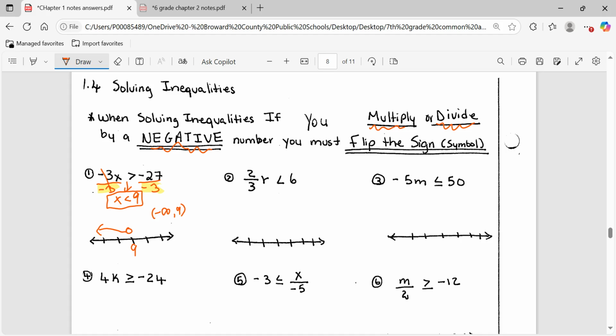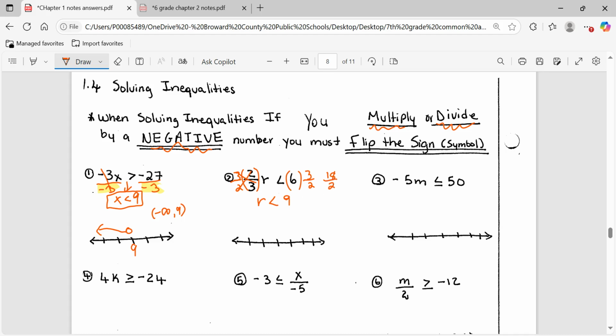All right, let's come on over to number 2. Ooh la la. 2/3 r is less than 6. Well, to get r by itself, it's being multiplied by the fraction 2/3. So you would divide, which means you multiply by the reciprocal 3/2. So that r is less than 3/6 is 18/2, which is 9 again. R is less than 9. Let me simplify this for you. This is 18/2, and that's how I have 9.